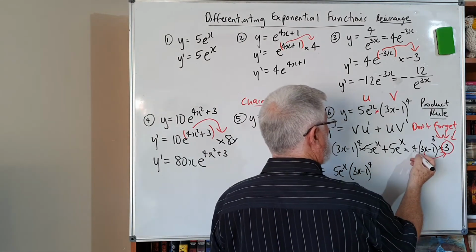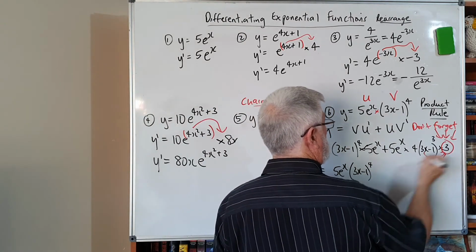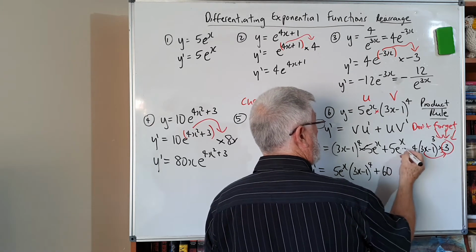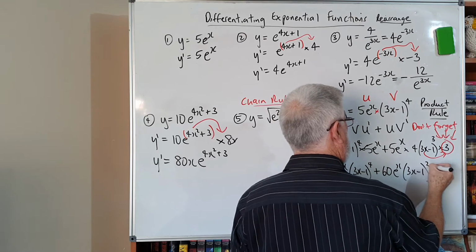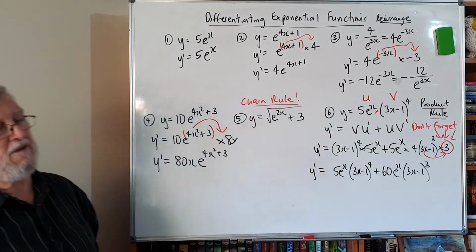Here's going to be 3 4s are 12, or 5 4s are 20, times 3 is 60. We've got this e to the x and we've got this bracket of 3x minus 1 to the 3. And the big question is, do you go further?